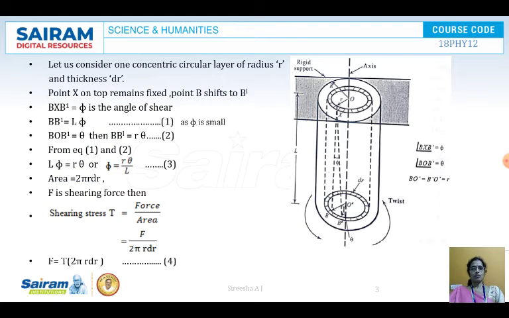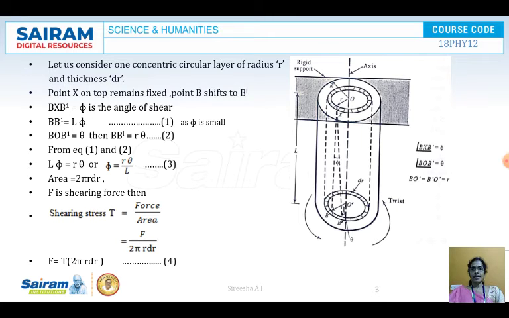Now you can see the diagram over here. The upper part is fixed and the lower part of the rod is allowed to twist. Here capital L is the length of the cylinder and capital R is the radius of the cylinder. As discussed in the previous slide, it is made up of concentric layers of radius small r. dr is the thickness of the concentric circles. Small r is the radius from the center to the point of consideration, that is, the concentric circle under consideration.